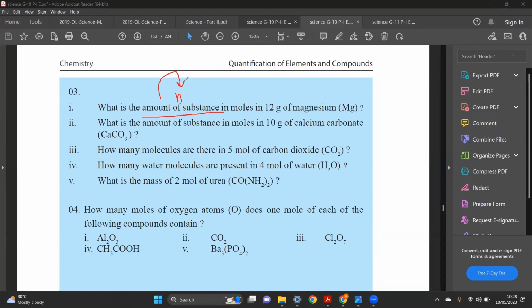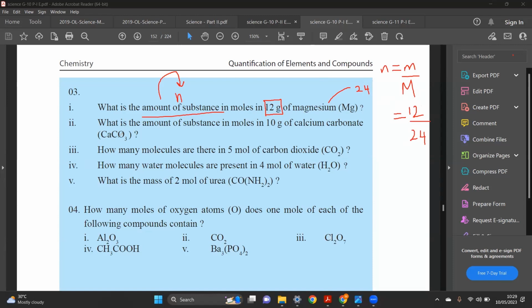So what is the amount of substance in moles in 12 grams of magnesium? So the mass of magnesium is given. Whenever you get a question, please note down the data that is given to you, because each and every data is given to you for a reason at your level. Okay, so magnesium's mass is given, and you will also be given the relative atomic masses. Relative atomic mass of magnesium is 24. So we know the equation. n equals small m over capital M, that is mass divided by the molar mass. So that would be 12 over 24. You would get 0.5 moles of magnesium.